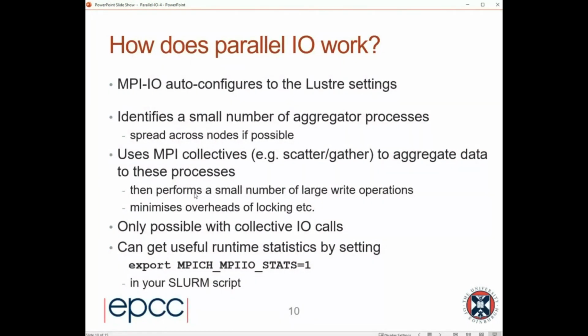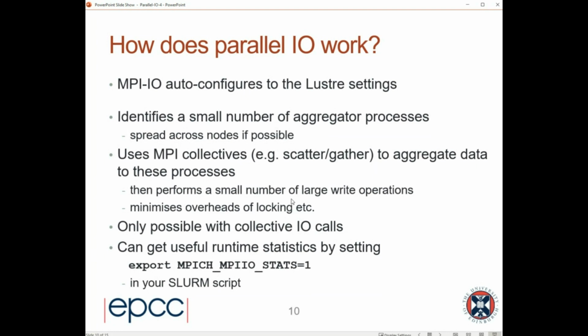The second thing is that it actually uses MPI collectives to aggregate the data. You can imagine that you've got a process that needs to write data to an OST. It needs to gather that data from lots of other processes, so maybe it could just do an MPI gather or something like that. Then it performs a small number of large write operations. All this is only possible with collective I/O calls. If you don't do collective I/O, it can't do this data aggregation.